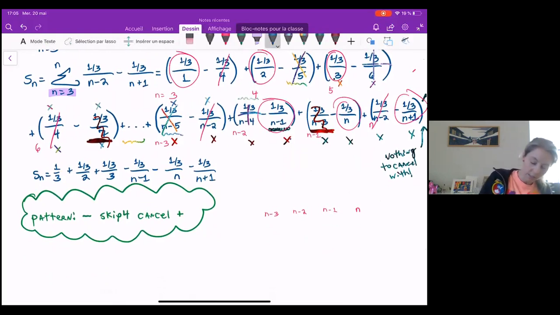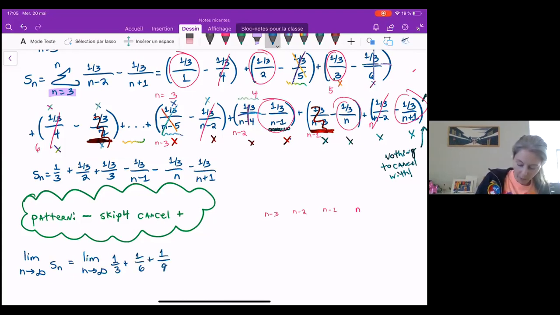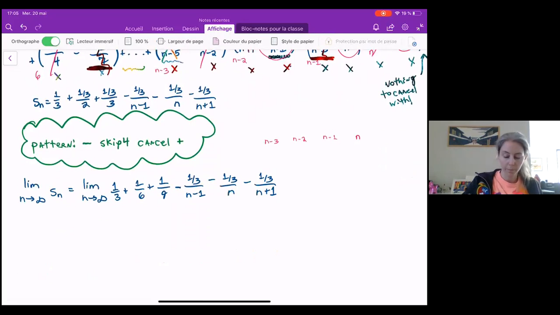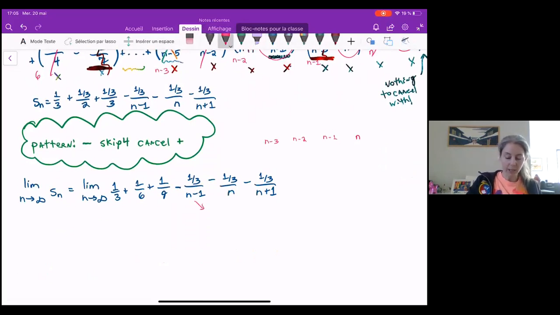So then we're looking at the limit as n approaches infinity of S sub n, which is 1/3 plus 1/6 plus 1/9 minus 1/3 over n minus 1 minus 1/3 over n minus 1/3 over n plus 1. What are these things going to?